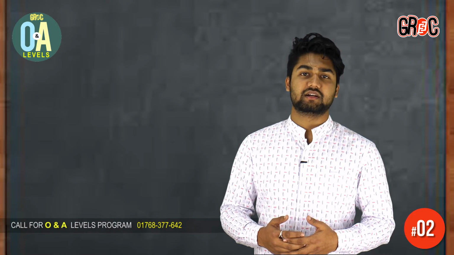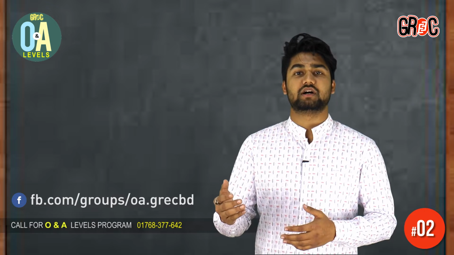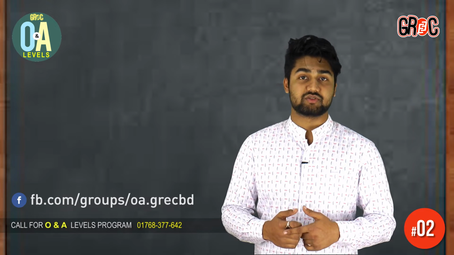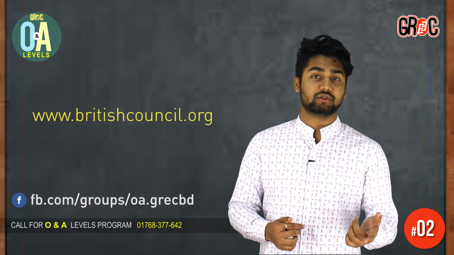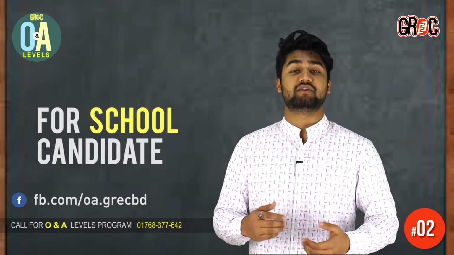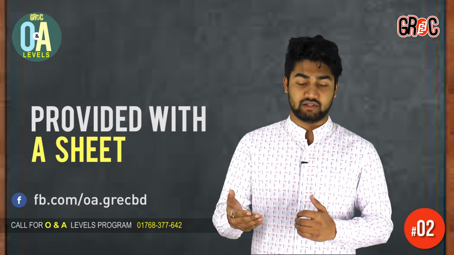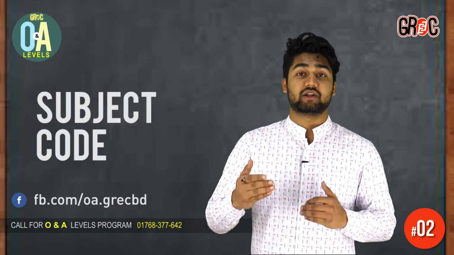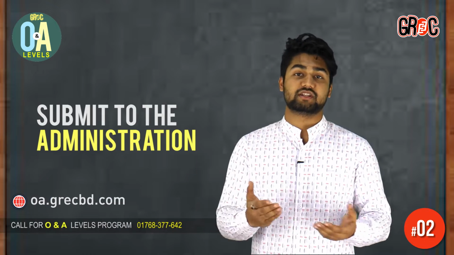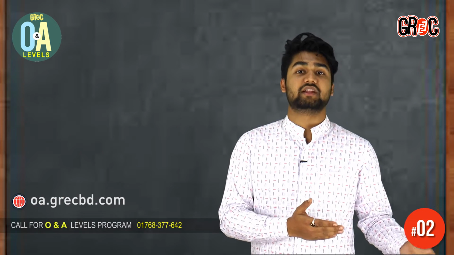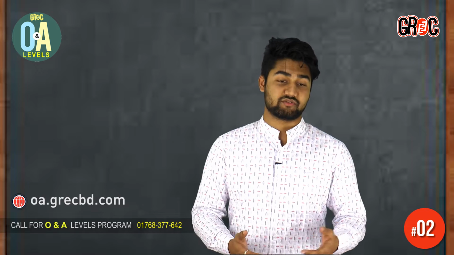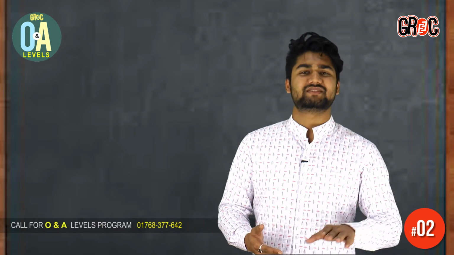Along with that, for the registration procedure for private candidates, first you'll have to go for the online registration, which is at www.britishcouncil.org. As for the school candidates, you'll be provided with a sheet that has the subject codes and all of that. You'll just have to tick on it. After ticking, you just submit it to your administration, and they'll register you under the desired examinations that you want to sit for. So that's really that simple.